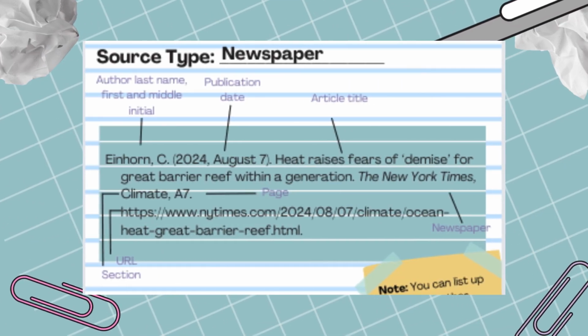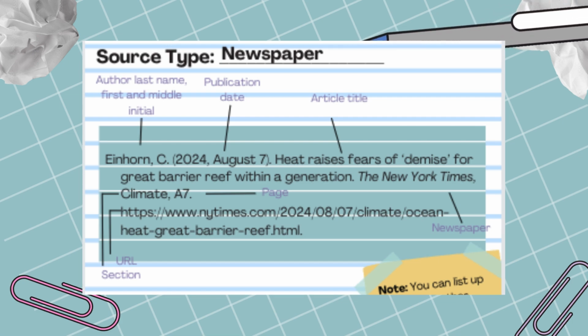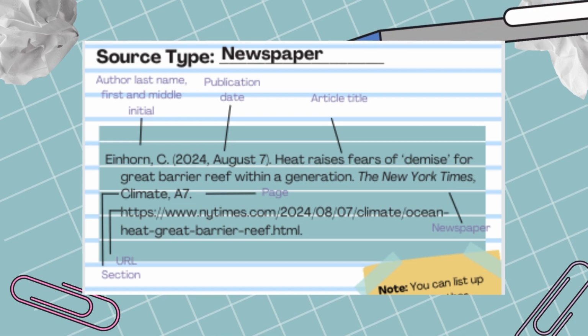My next example is a newspaper article. For the formatting, I have author last name, first initial, year, month, day, title of article, title of newspaper, and URL. For this example, I have Einhorn C. The publication date is 2024, August 7th. Heat raises fears of demise for Great Barrier Reef within a generation is the article title. This article is from the New York Times newspaper, in the climate section, page A7, and the URL is included.